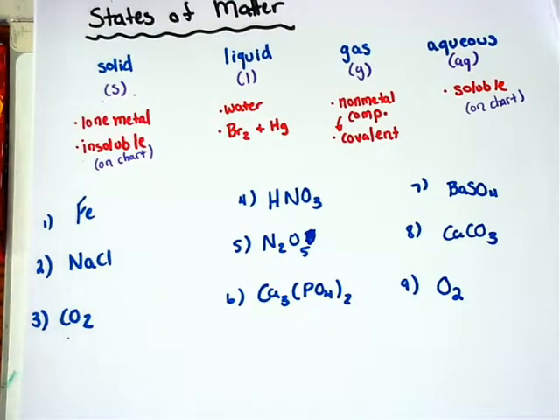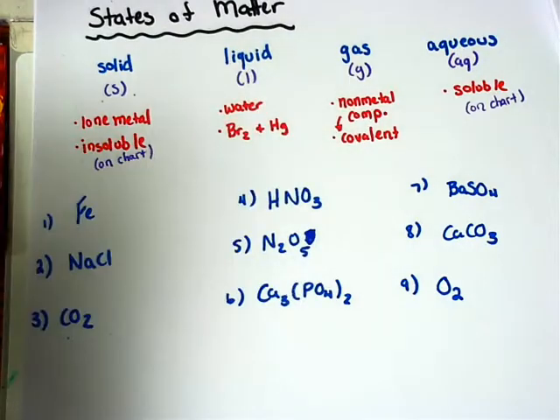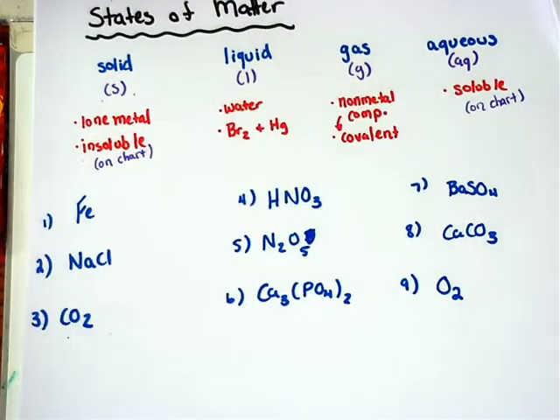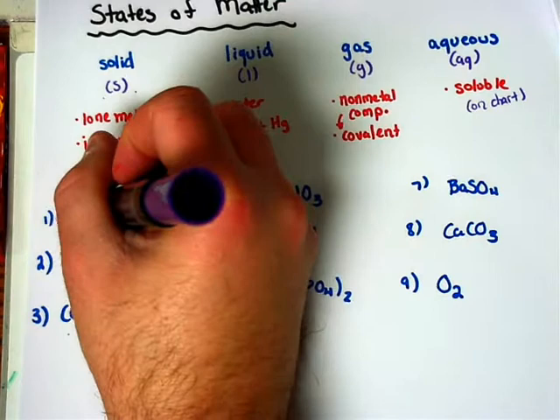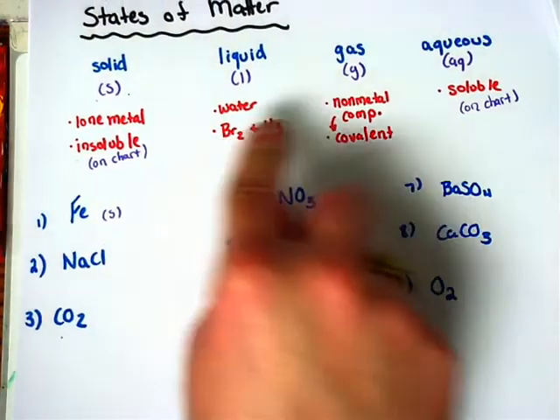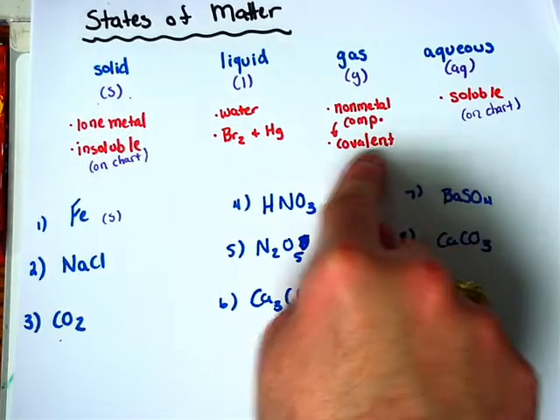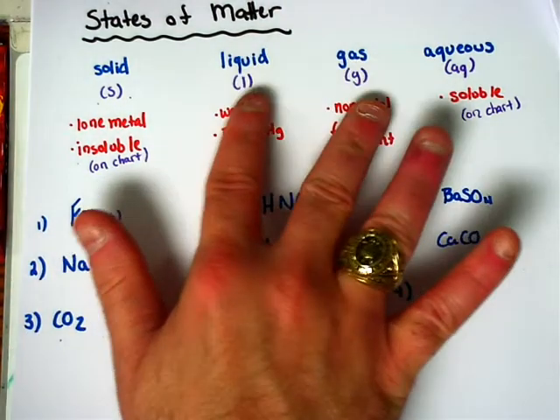Okay? Let's look at these. Iron, just a lone metal, so I'm going to list it as being solid. How about NaCl? Is that a lone metal? Seems like it's a compound to me, right? When it's a compound, you know it's not going to be under the liquid category because it's not water, Br2, or Hg. And it's not a covalent compound because it's got a metal in it, so it's not liquid or gas.